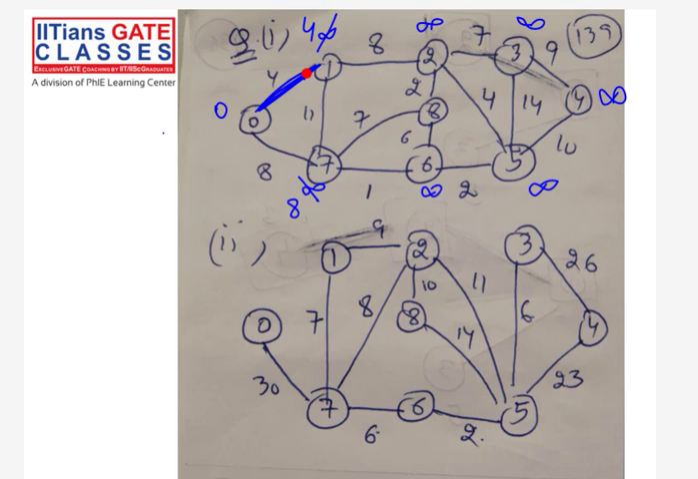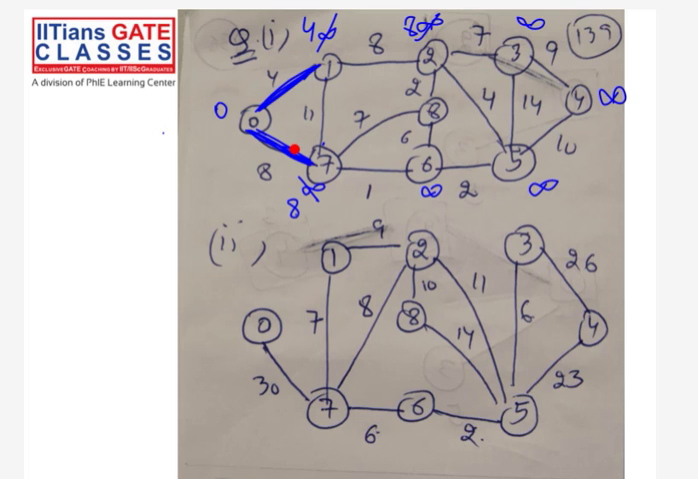Fine. Now from 1, adjacent people are what? 2. This becomes 8. And this is 11. So this 8 is less than 11. So I'm fine over here. And then that's it. So now 8 and 8. So you can select anyone. Let's select this guy. Okay. Now this is the part of MST.